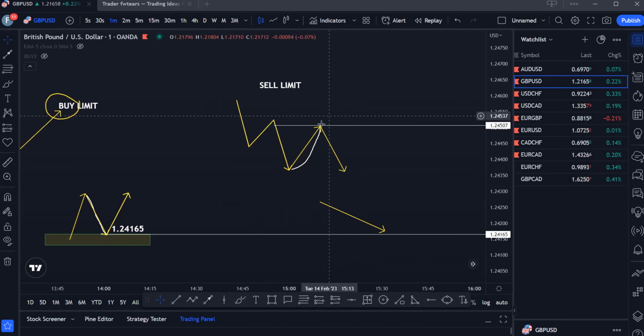Give me some feedback in the chat box, guys. Do you understand what I've explained so far about sell limit and buy limit? If you understand, please type in yes in the chat box. If you do not understand, please type in no.